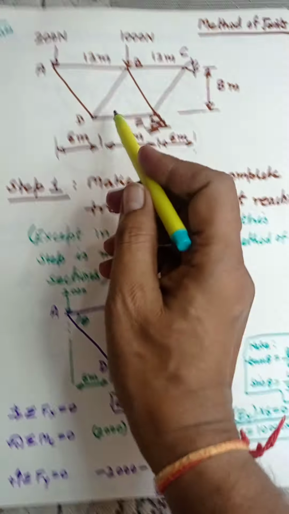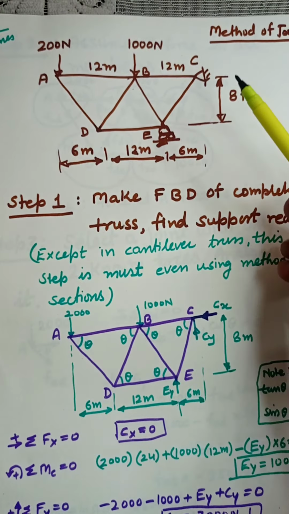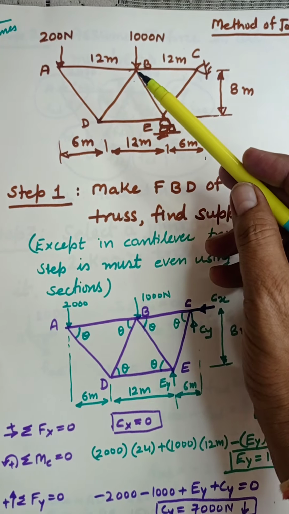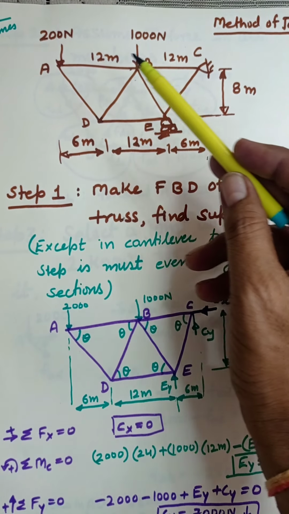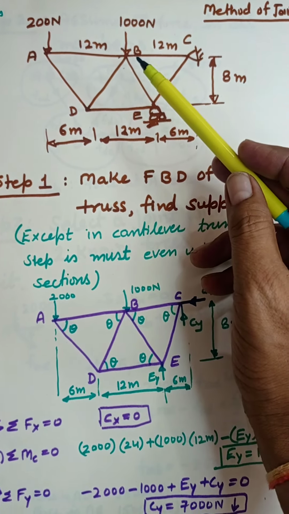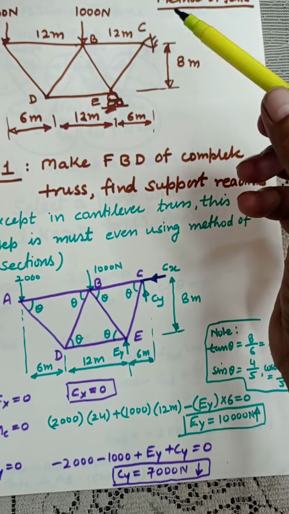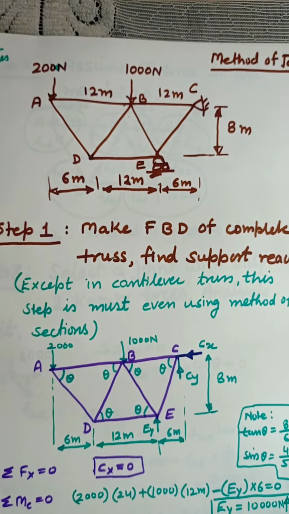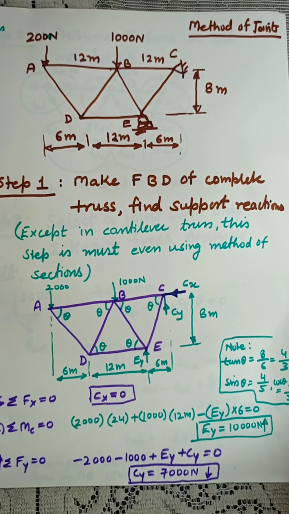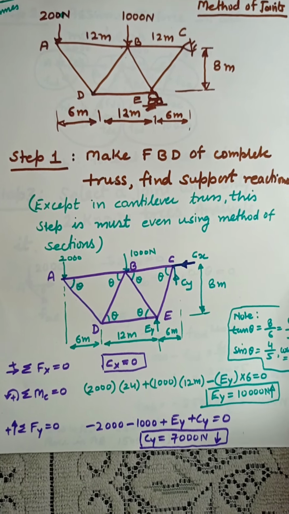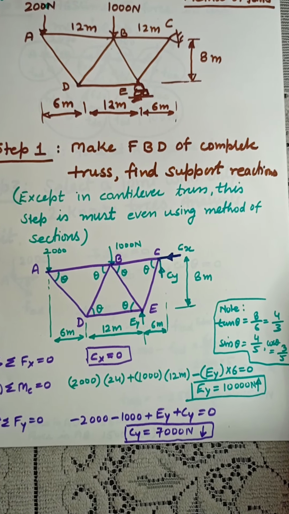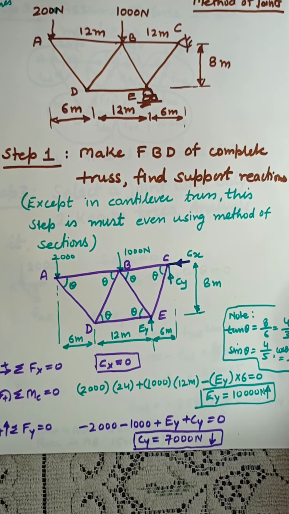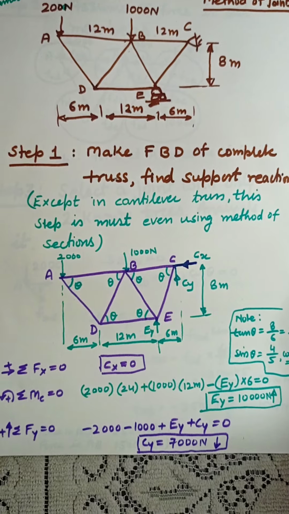Here the truss is A, B, C, D, E, where C is a hinge joint and D is a roller joint. There are two external forces acting here, 2000 and 1000. It is 2000 I suppose. So there are 2000 and 1000 forces acting here. This 2000 is acting here. The first and foremost point to analyze a truss is that we have to calculate the support reactions, except in a cantilever truss. I will put up another video on the cantilever truss later on.